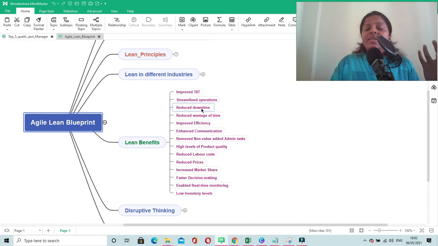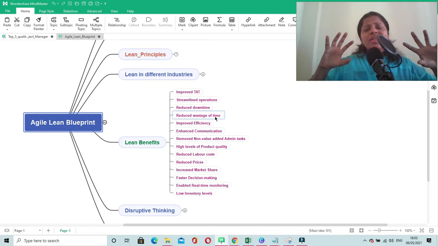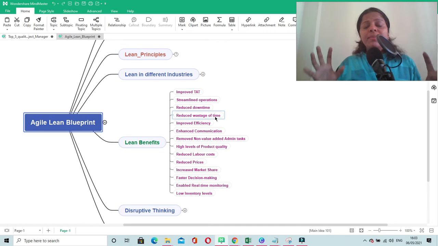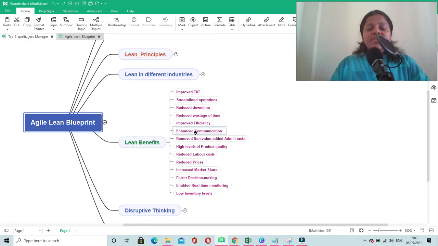Then the next benefit could be reduced wastage of time. So there should not be any waiting time between the tasks. The individual should not sit idle waiting for the other person to finish. So all the project activities should be streamlined well so that there is no wastage of time. The next benefit is improved efficiency. So that way you will be able to carry out all the project activities in an efficient manner.